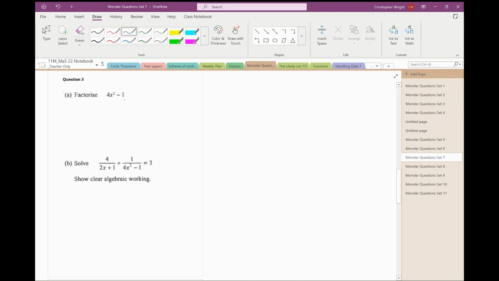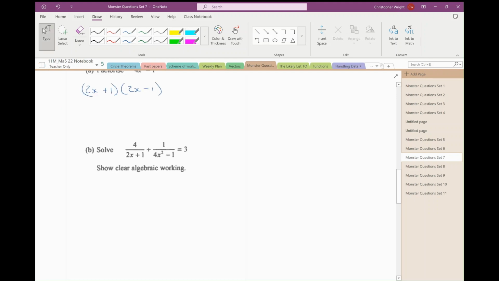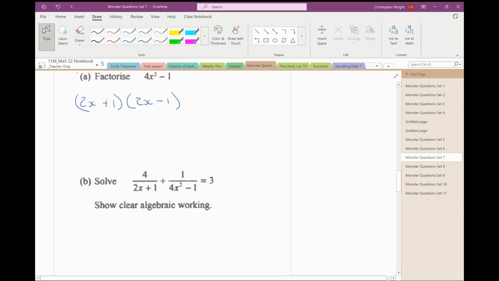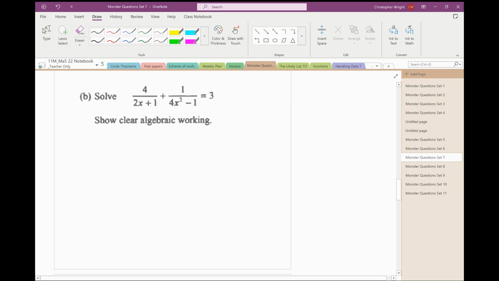Question 3. Factorize this expression. Well, that is the difference of two squares: 2x plus 1, lots of 2x minus 1. I assume that the answer for section A is going to help me in section B. Let's have a look. Solve that equation.